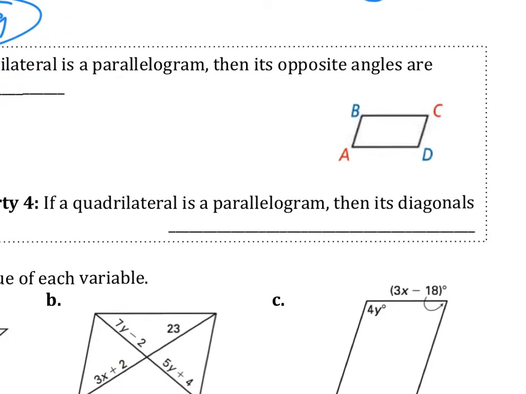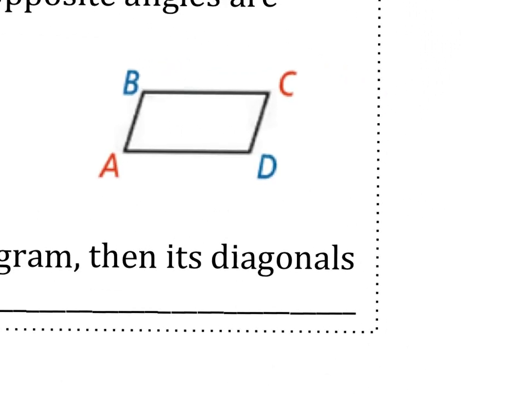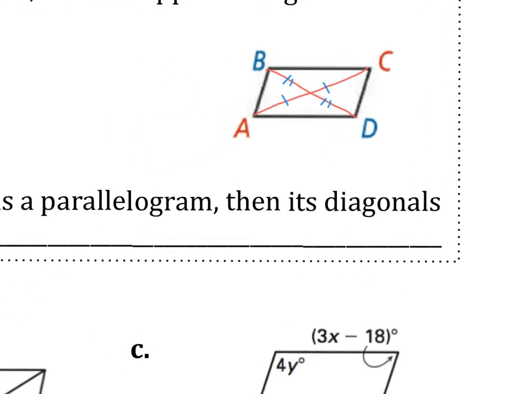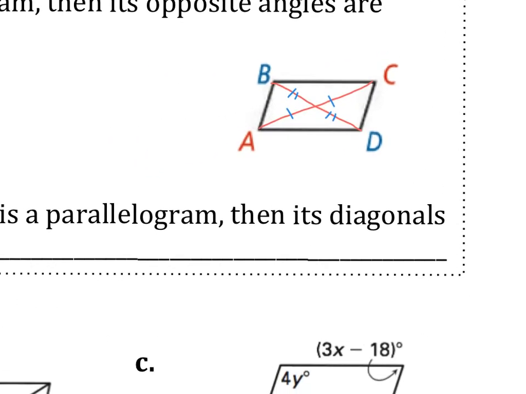And lastly, what happens to the diagonals? Well, this takes a little bit more proof, and we're not going to walk through the proof right now, but it's as simple as this: the diagonals bisect each other.